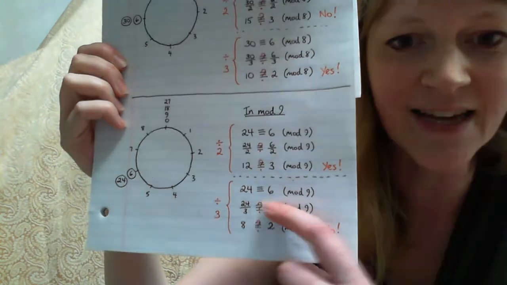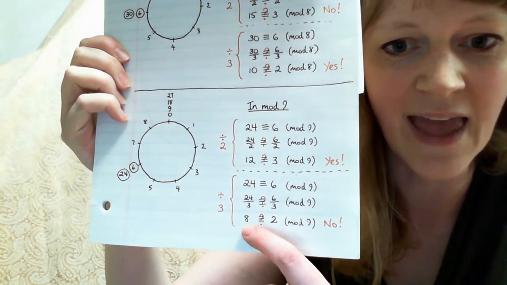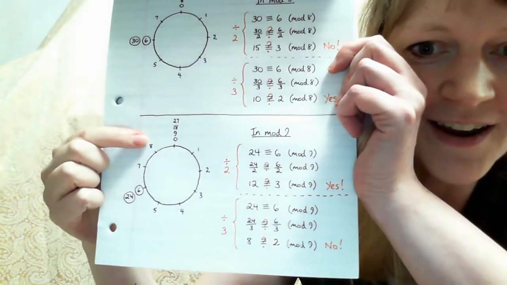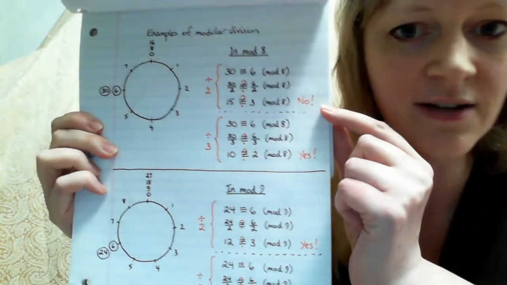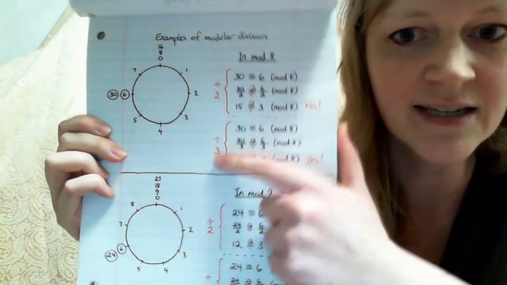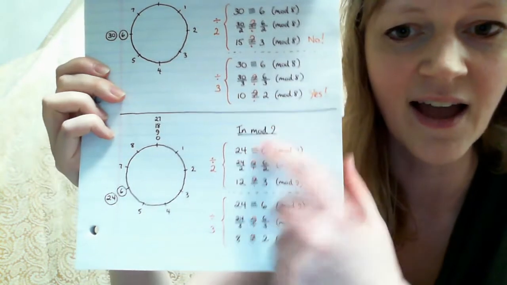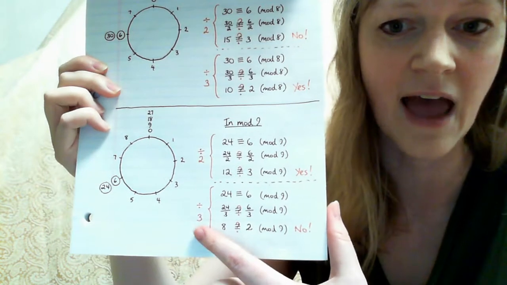24 congruent to 6 in mod 9 again. Divide by 3 on both sides, and we end up with 8 congruent to 2. Is 8 congruent to 2? Definitely not. 8 is over here, and 2 is over here. That's not the same spot. So we do see that 8 and 2 having a common factor doesn't work, doesn't preserve congruence. 8 and 3 not having a common factor does work. 9 and 2 not having a common factor does work, and 9 and 3 having a common factor does not work. So let's look a little bit more closely at what's happening here.